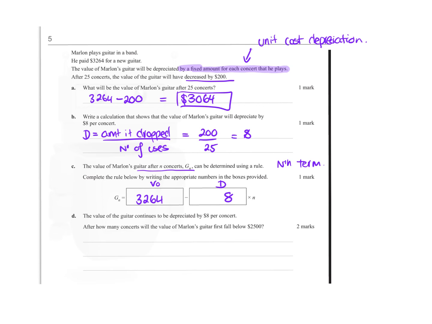After how many concerts will the guitar first fall below 25,000? You can either keep clicking, or let's do our solve again. I'm going to say solve when the value equals this, and this is my formula, comma n. What does n equal? It ends up being 95.5. If you go to 95 concerts, it's not going to be below. If it's a little bit over, you have to go to the next concert. So we're going to say 96 concerts.